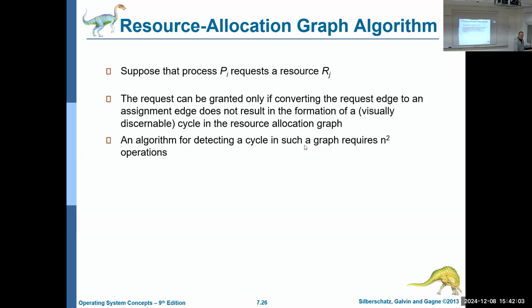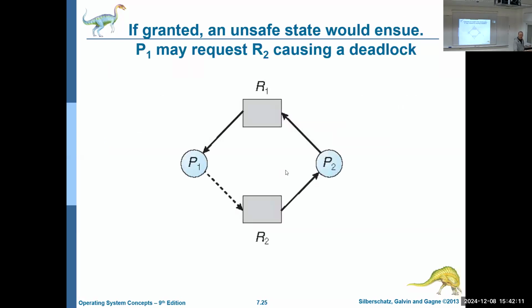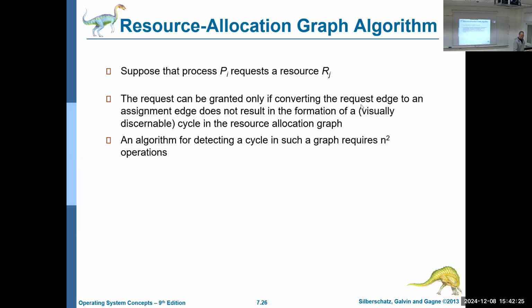An algorithm for detecting a cycle in such a graph requires n squared operations. That's what I was saying before. In other words, to actually build this graph and then run through it, you have to check every node: is there a circle starting from it? You have to check, is there a circle in any possible way? So there'll be n squared checks.